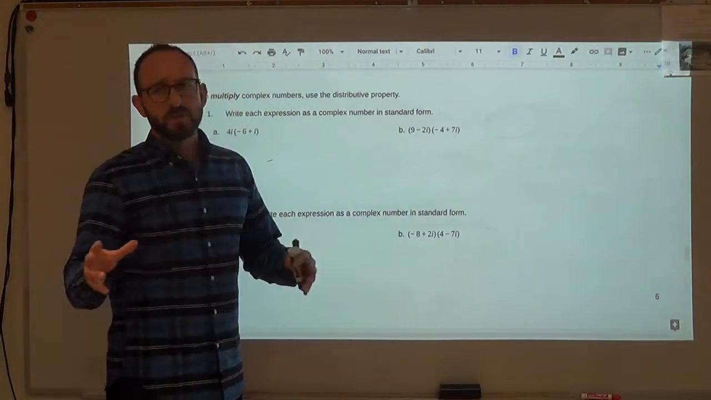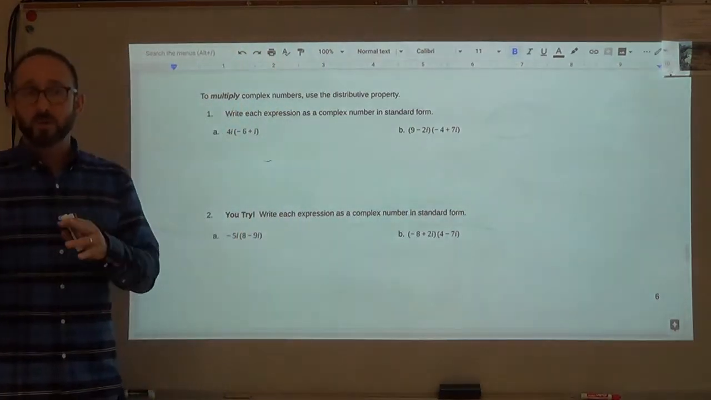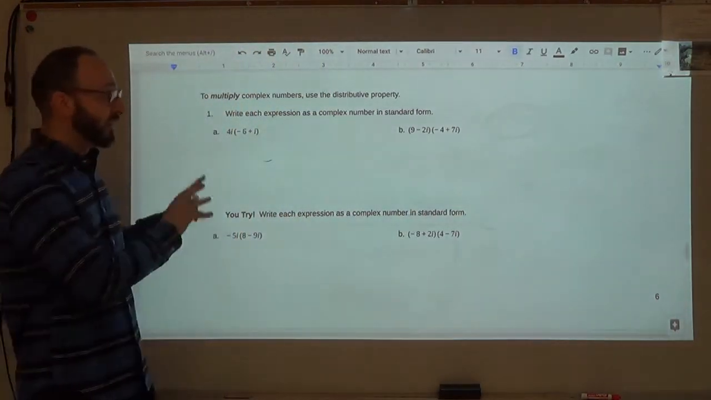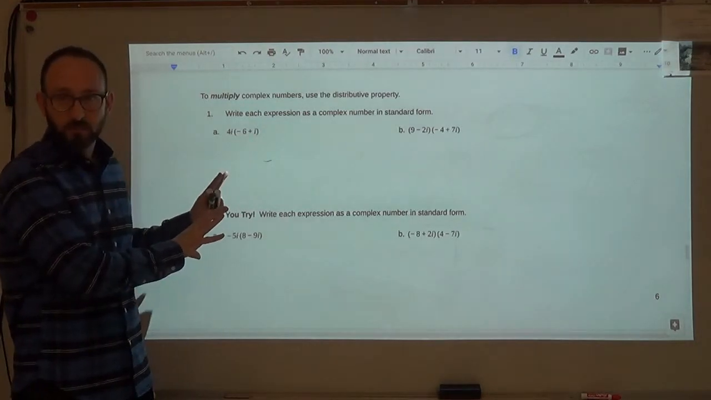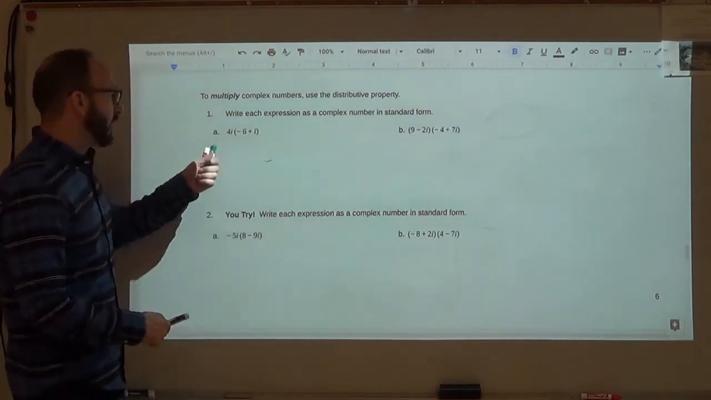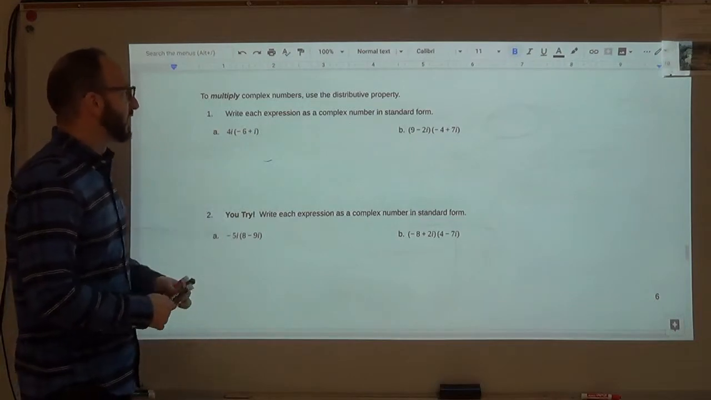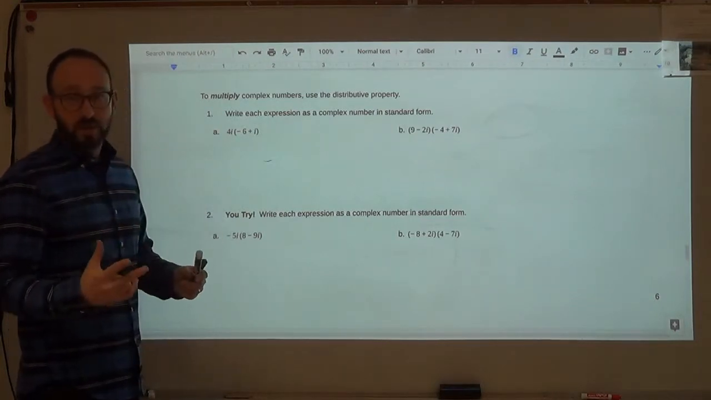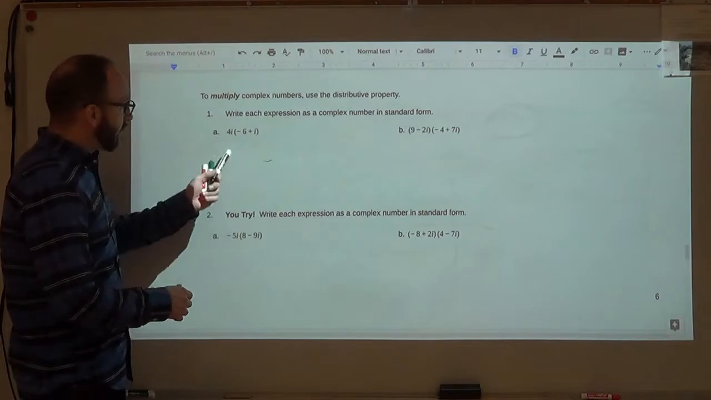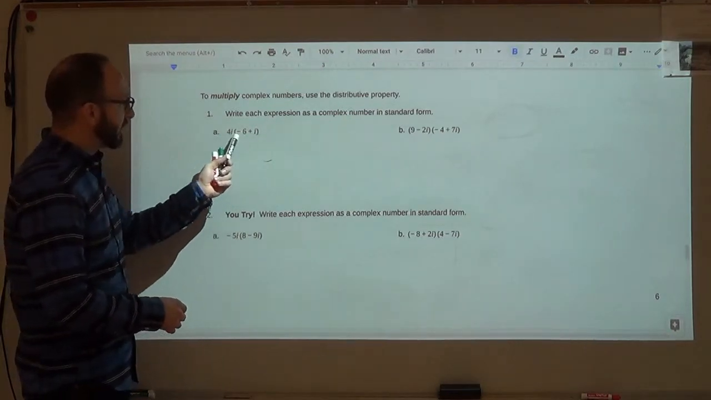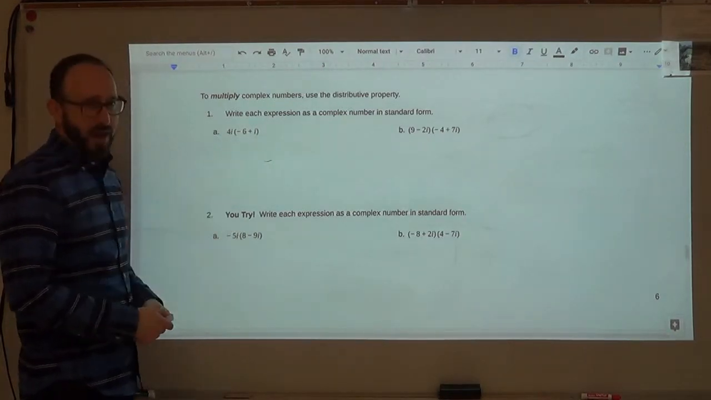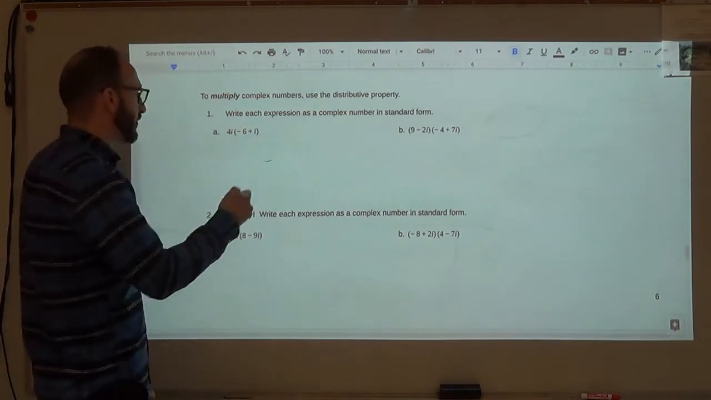All right, so the thing that we just talked about, replacing i squared with -1, is going to come in handy with these problems right here. So don't forget about that. Number 1 reads, write each expression as a complex number in standard form. So what property are we going to have to apply here in order to simplify the problem in part A? Distributive property. So we'll do that.